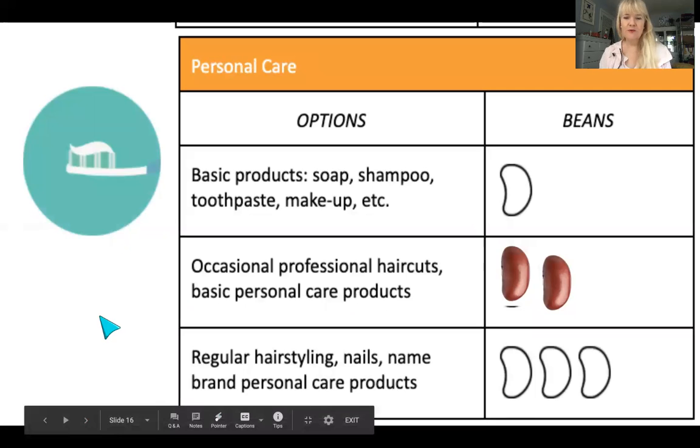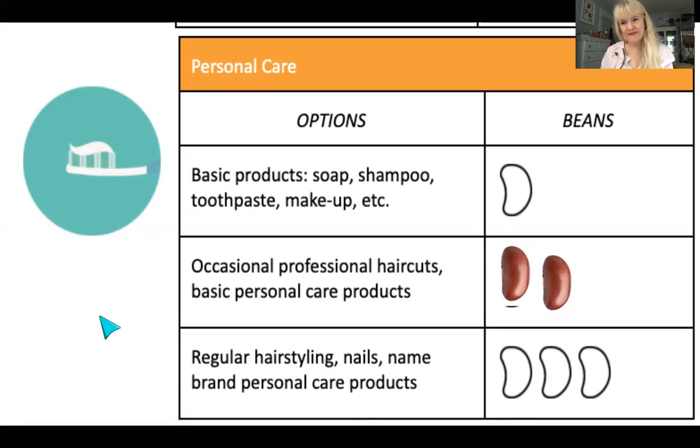All right, personal care. So again, this is not something that you have to choose, but it's maybe something that you're going to want to. For 1 bean, you can get basic products like soap, shampoo, toothpaste, makeup that are not expensive, for quite cheap, for just 1 bean. For 2 beans, you can have someone else cut your hair, and you can also get basic personal care products like soap, shampoo, toothpaste, makeup.